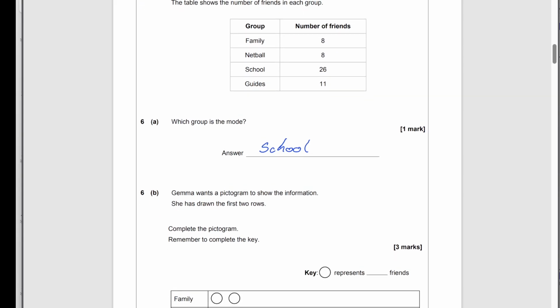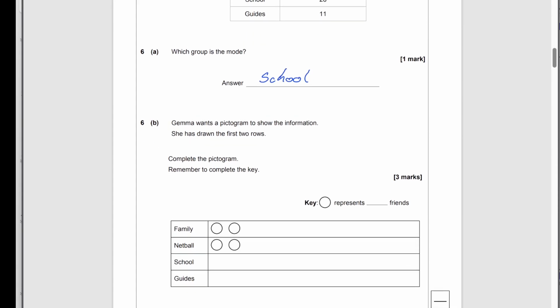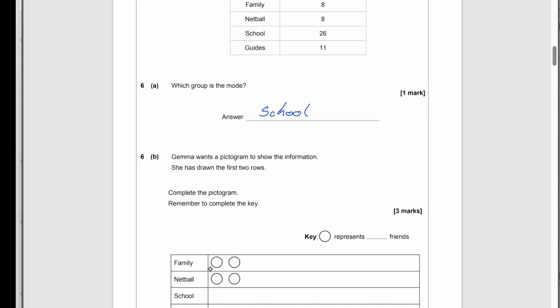Part B, Gemma wants a pictogram to show this information. She has drawn the first two rows, complete the pictogram. So the first two circles have got to represent 8 people. That's true for family and netball. So that means that one circle must represent 4 friends. Right, so school is going to be 26 divided by 4. So 26 divided by 4 is going to be equal to 13 over 2, 6.5. Just double checking that in my head. I should really get my calculator out. 26 divided by 4, yeah, that's right. So I want 6.5 circles to be drawn.